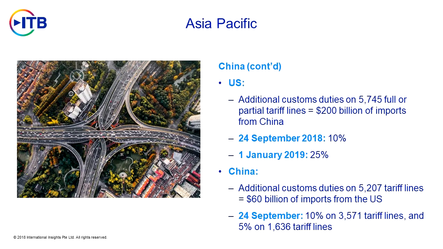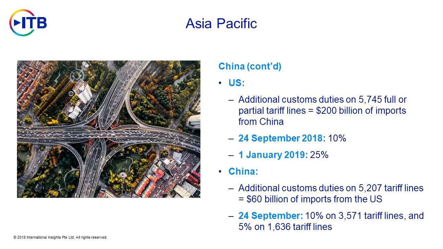Now we've come to the third round. The US has announced that additional duties will be imposed on 5,745 full or partial tariff lines, comprising $200 billion of imports from China. These US duties will be introduced on 2 dates. On the 24th of September, next Monday, additional customs duties of 10% will be imposed on those tariff lines. And on the 1st of January 2019, the customs duty rate will increase to 25%.